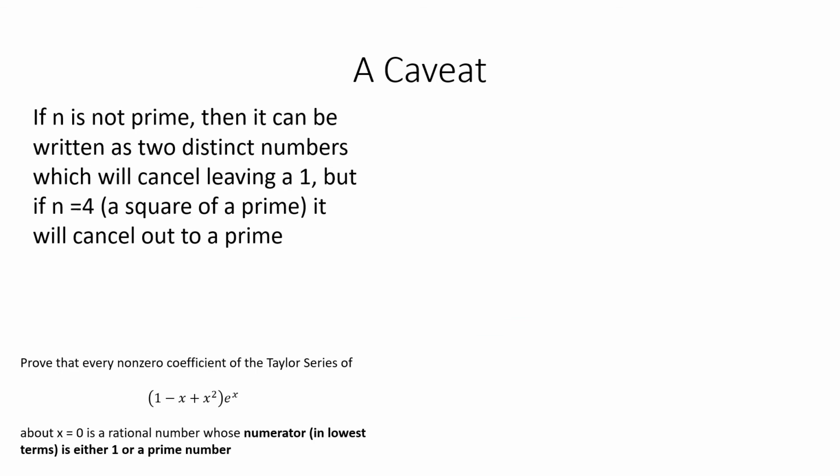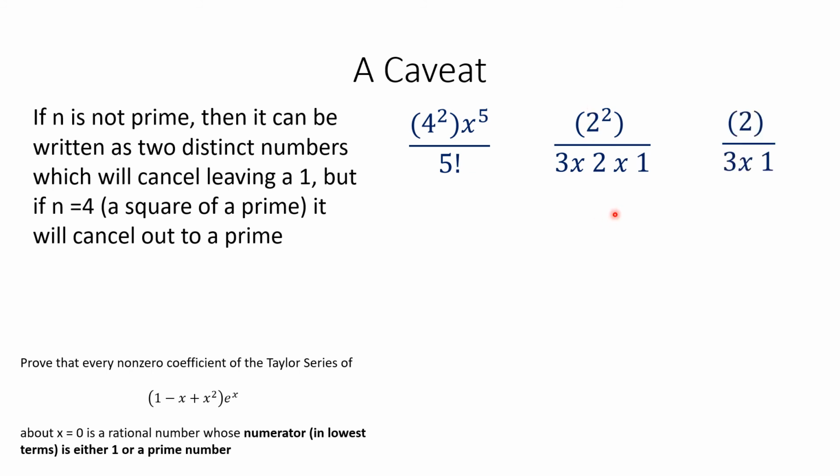So if n is not a prime, then there's a chance that it can't be written as two distinct numbers. What if it's a square of a prime? And we've actually run into this case before with this particular polynomial. So the first 4 cancels, and we can ignore the 5, leaving us with this. So 4 can be written as a square of prime 2, and cancels with the first 2. So even though 4 itself is not a prime, it cancels out to a prime on top.